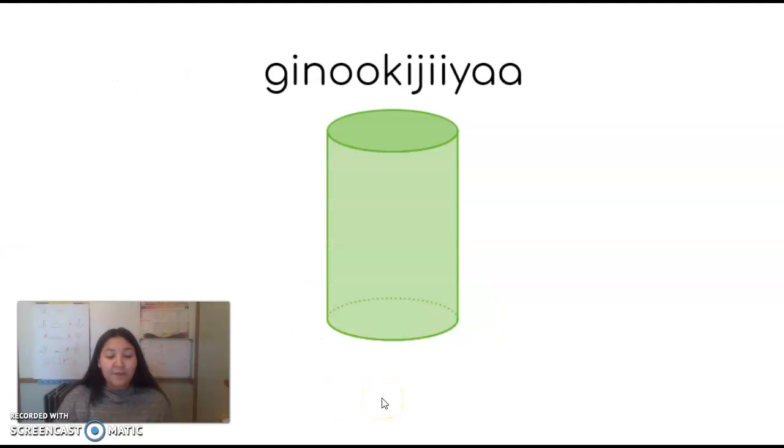Let's move on to the next one. We have our circle here, and it's really tall. It goes all the way up. It could keep going if it wants to, but there's a circle on the top and on the bottom. The only thing different is that the sides are straight lines, and that's what makes it tall. We call this a cylinder.